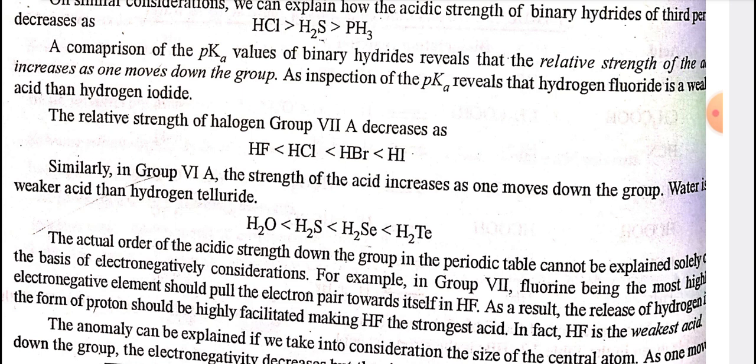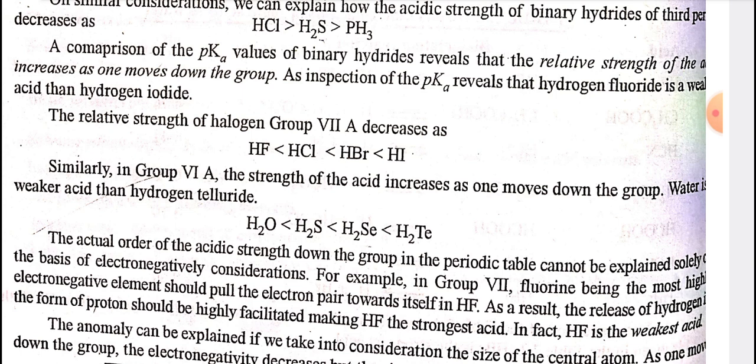Comparison of the pKa values of binary hydride reveals that the relative strength of acids increases as one moves down the group. An inspection of the pKa value reveals that hydrogen fluoride is a weaker acid than hydrogen iodide. The relative strength of acids in halogen group 7A increases down the group; similarly in group 6A, strength of acids increases as one moves down the group. Water is a weaker acid than hydrogen telluride.